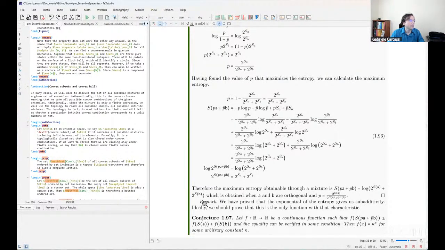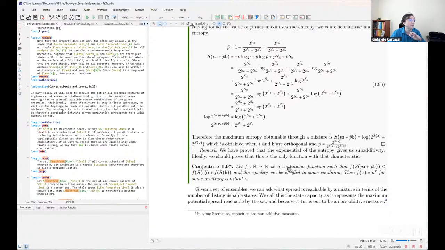So here we should say that we have proved that the exponential of the entropy gives us subadditivity. Ideally, we should prove that this is the only function with that characteristic. So I have a conjecture here, and I don't have a proof yet. And if somebody wants to figure out a proof, I'll be happy to take it.